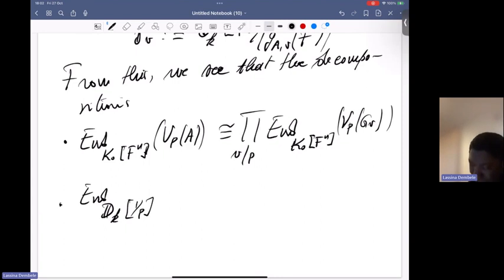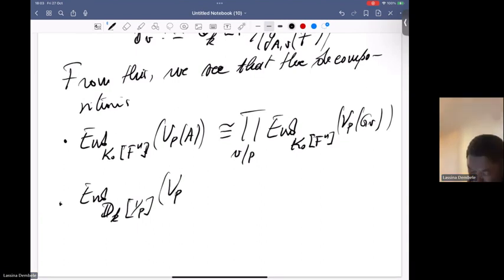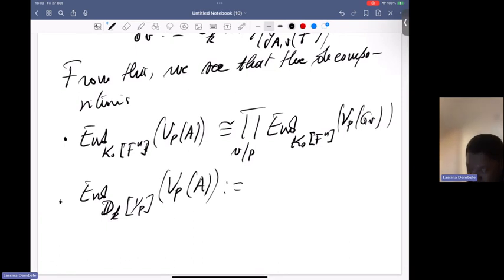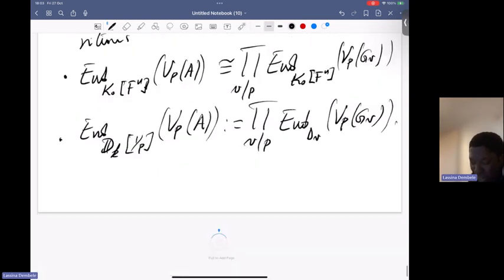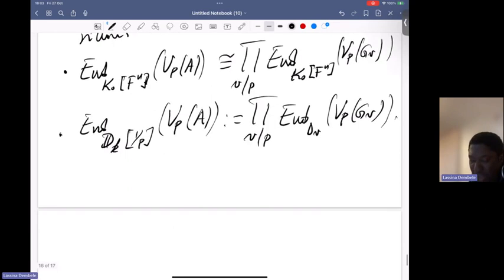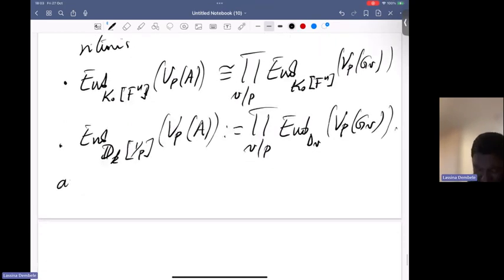And the second decomposition is the one on the right-hand side of the equality. So if I take this, and then I look at it, it will decompose as the product over all the V dividing P of the endomorphism over dV of Vp of GV, right? So from this, you see that these decompositions are compatible.